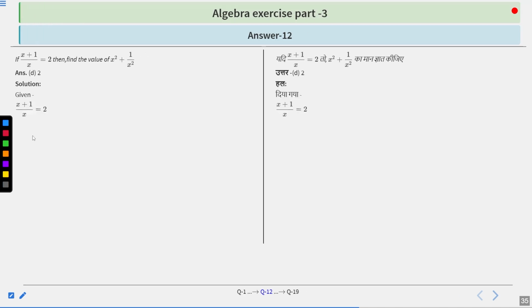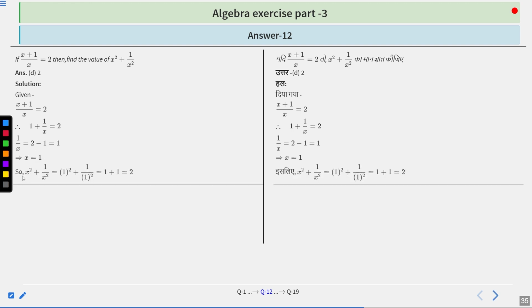Now, we were given x plus 1 upon x is equal to 2. Therefore, it can also be written as 1 plus 1 upon x, because x upon x is 1, plus 1 upon x is equal to 2. Therefore, the value of 1 upon x is going to be 2 minus 1, that is equal to 1. So, x equal to 1. Now, we have found the value of x, that is equal to 1. We have to find x square plus 1 upon x square. So, x square plus 1 upon x square is equal to 1 square plus 1 upon 1 square. That is 1 plus 1. 1 plus 1 is 2. Therefore, option number D, 2 is the correct answer.